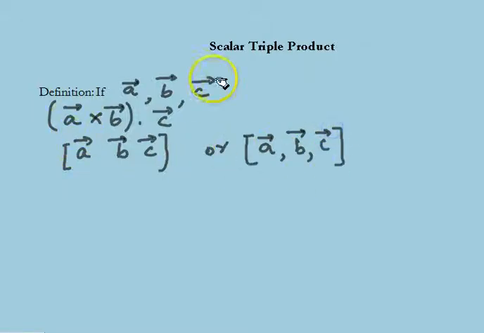Thus, in order to evaluate the scalar triple product, first we need to evaluate the vector product of two given vectors, and later we find the dot product of the obtained vector product and the third given vector. Thus we can say that for any three given vectors, the scalar product of one of the vectors and the cross product of the remaining two is known as the scalar triple product.